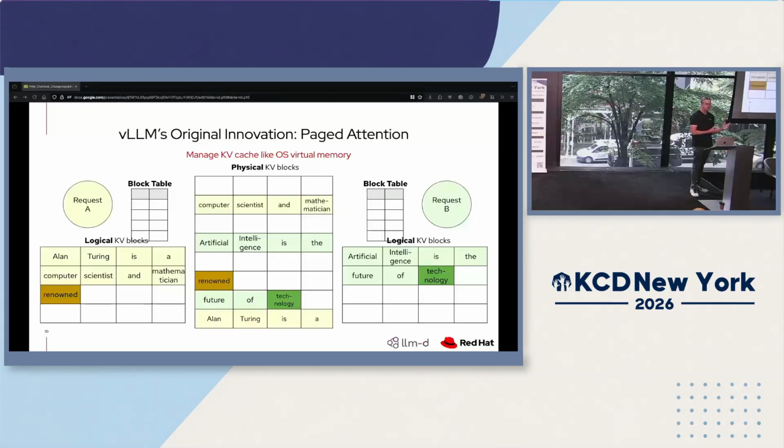Combining things like continuous batching and virtual memory concepts, you now have this really fine-grained cache management. And this is the fundamental blueprint for almost how all LLM servers operate today.